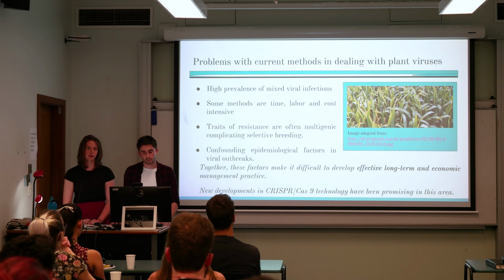New developments in CRISPR-Cas9 technology are proving promising in this area. Before we look at any examples where CRISPR has been used, let's have a look at what it really is. CRISPR-Cas9 is a tool used in editing genomes, which allows for specific removal, addition, and editing of targeted sequences. It is comprised of two main components, Cas9 and guide RNA.